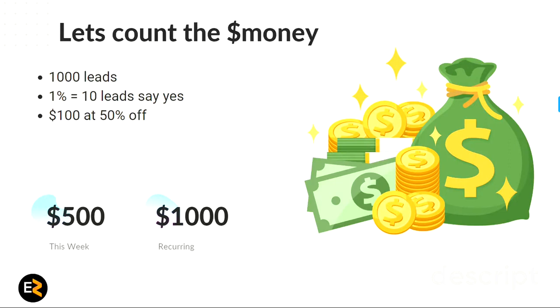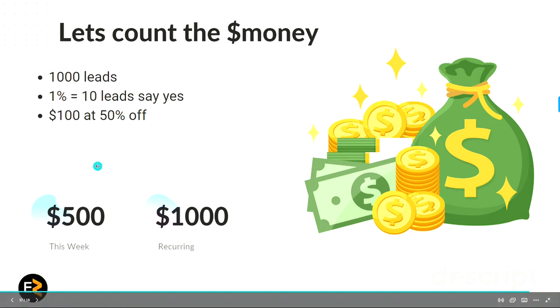And let's count the money. So let's do some simple math here. Let's say you have 1,000 leads that have not signed up for your service, but they're in your database. Let's say 1% of these leads say yes, and that's a small number, but let's just say the smallest number we can think of, 1%. That's 10 people. 10 people said yes out of 1,000. That means that if you're selling your meal prep for $100 a week and you give them 50% off, that's $50 per person times 10. That means you just made $500 this week. That's $500 you were not going to make.